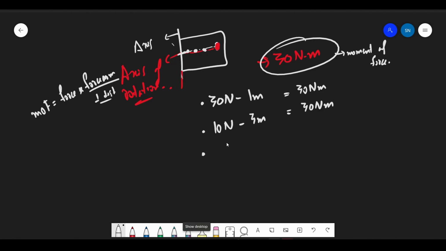Can I also generate a 30 Newton meter moment of force by applying a 5 Newton force and place the handle at 6 meter distance? Yes, sir. That's still a 30 Newton meter moment of force, right? Right, sir. Among the three, which one would you prefer? One, two, or three? Which case would you prefer? Any order, any one of them. Is that your answer? Yes, sir. Hafi, what's your answer?